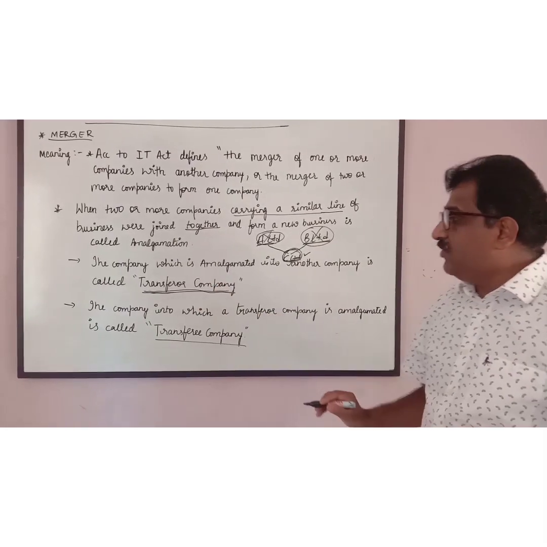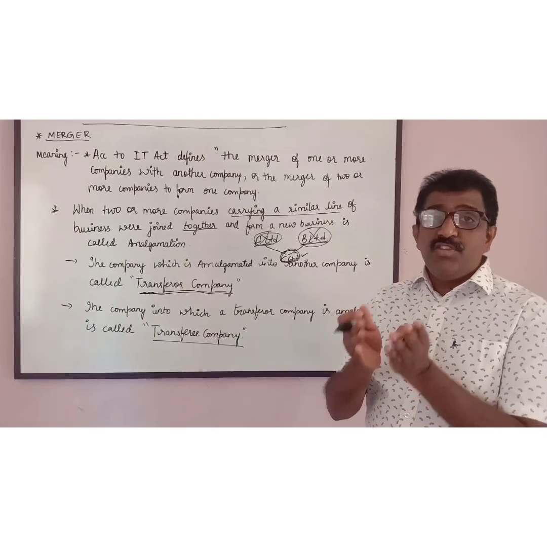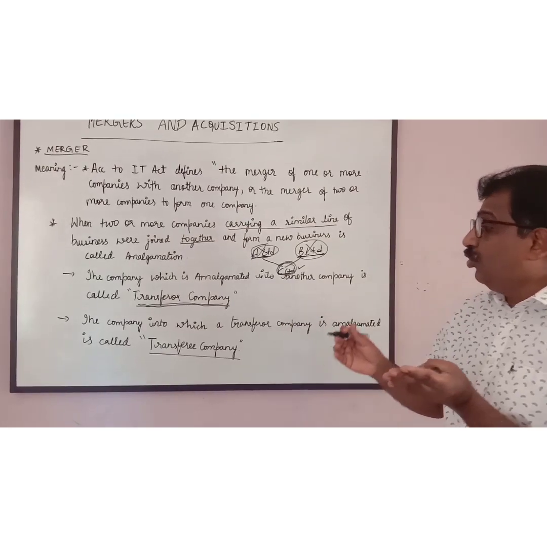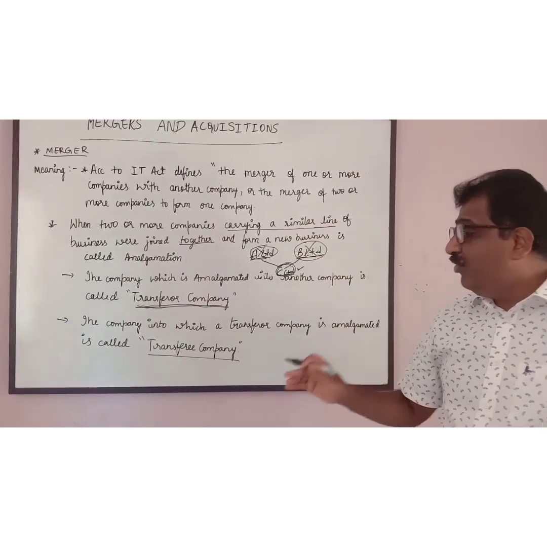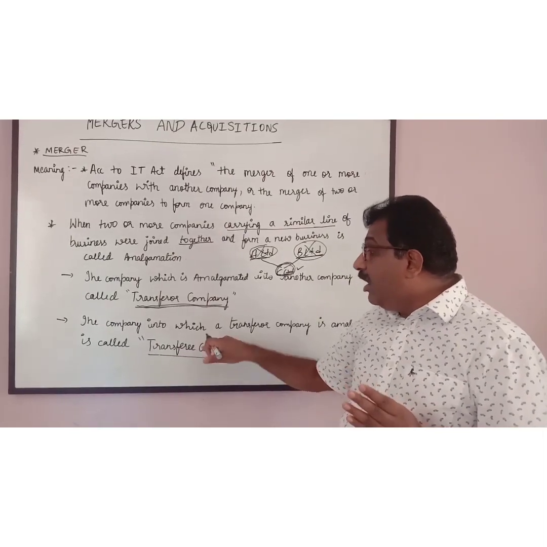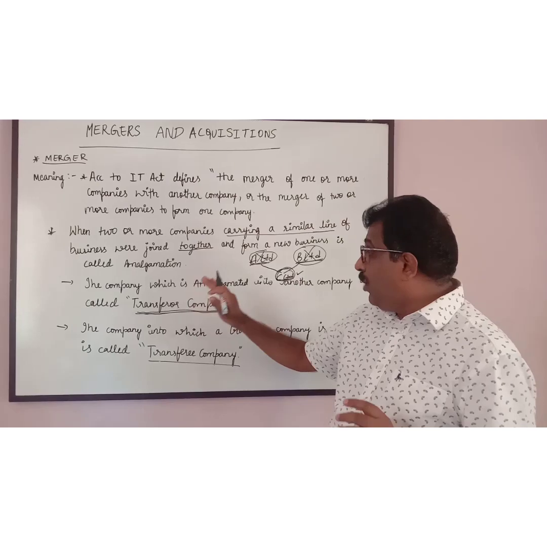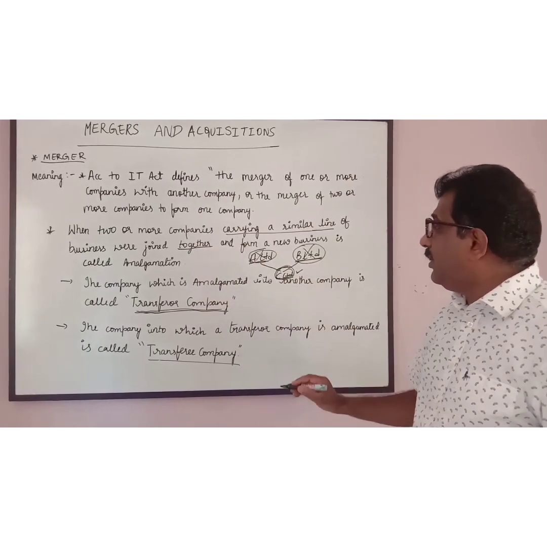So, which is the transferor company, which is the transferee company? In the examination, most of the students get confused. Suppose they ask you to write the journal entries in the books of the transferor company, they get confused and write the journal entries belonging to the transferee company. So we don't give the marks. You have to read carefully and understand the concept. Which are the transferor companies here?